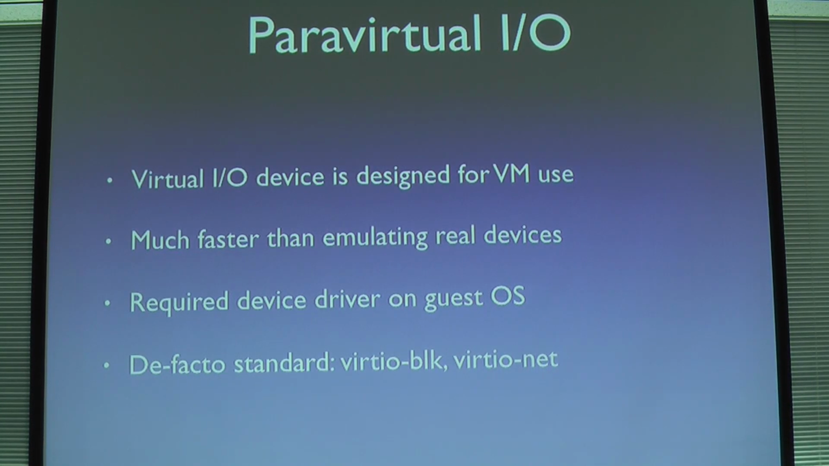So you can have a paravirtual I/O device. A paravirtual I/O device is a device designed for virtual machines, and it's usually much faster than emulating real devices. But unlike device emulation, you need to have a device driver on the guest operating system. But there is a standard paravirtual device called VirtIO. Usually you use virtio-block and virtio-net. These are now very popular, so many operating systems have these drivers by default.